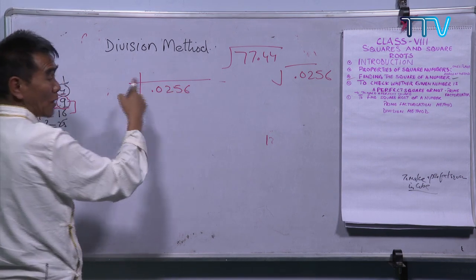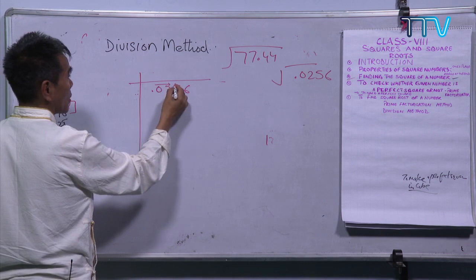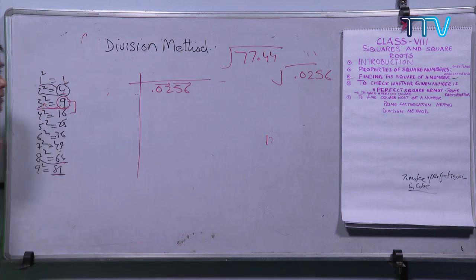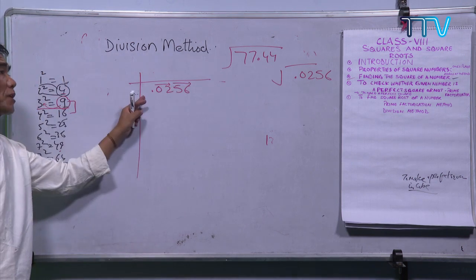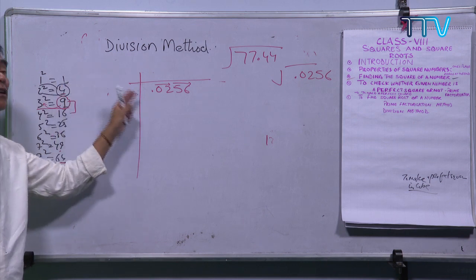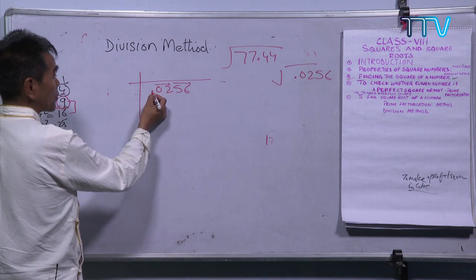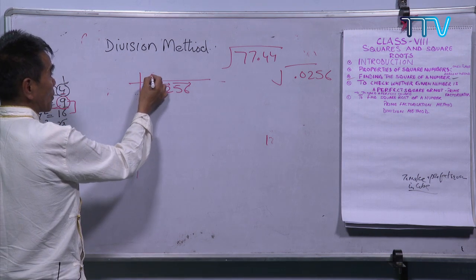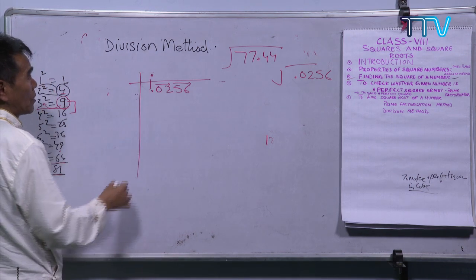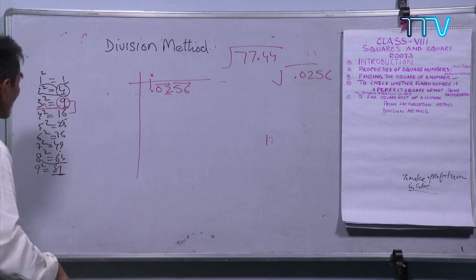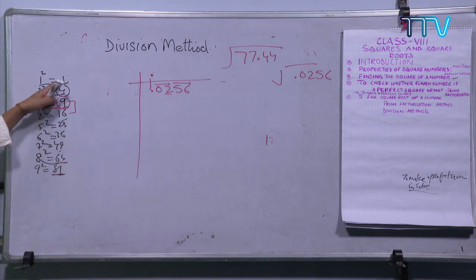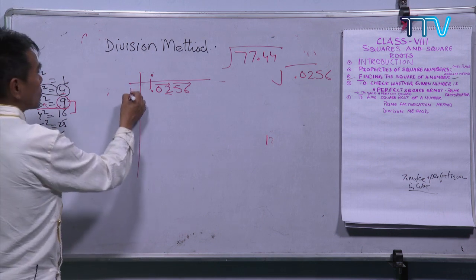For 0.0256, the decimal point: you put the decimal point up, that's 0.2. The whole number 2, the nearest number is 1, which is 1.